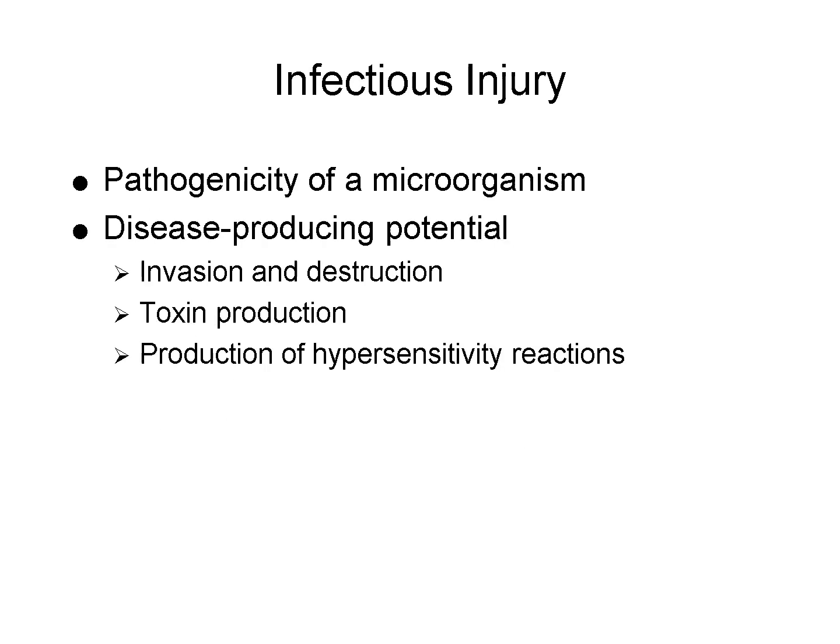Infectious injury is caused by the pathogenicity or disease-producing ability of a microorganism. The severity of the injury depends on the microorganism's ability to invade and destroy tissues, produce toxins that disrupt normal cell function, and trigger hypersensitivity reactions within the host. These mechanisms can lead to a wide range of diseases, from localized infections to widespread systemic illness.